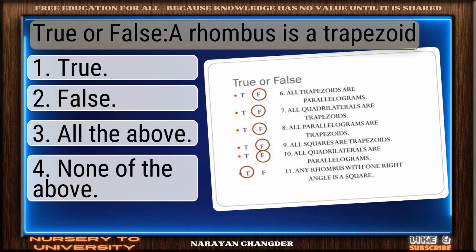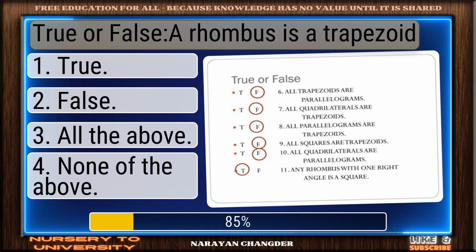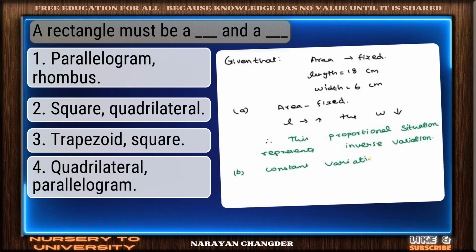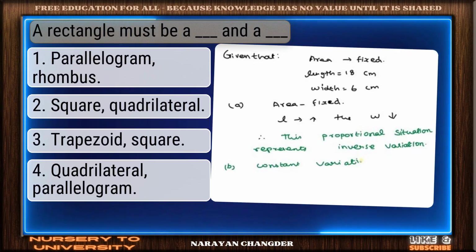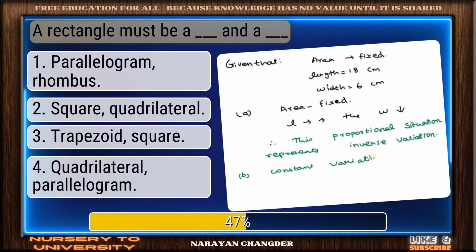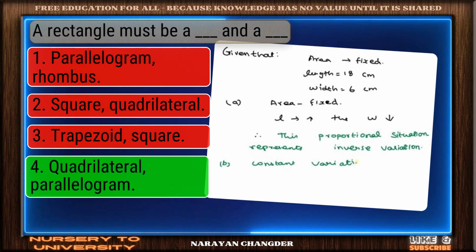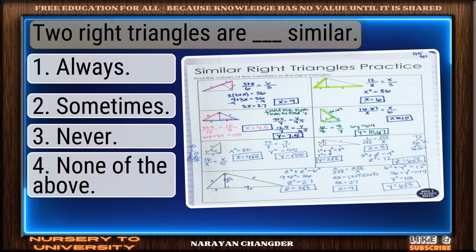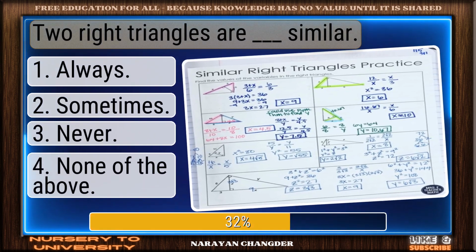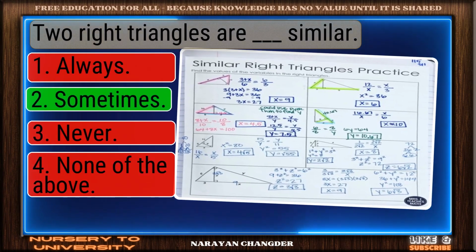Question number 223. True or false, a rhombus is a trapezoid. Right choice. False is the best answer. Question number 224. A rectangle must be a dash and a dash. Good thinking. Quadrilateral, parallelogram is the right answer. Question number 225. 2 right triangles are dash similar. Well done. Sometimes is the right choice.